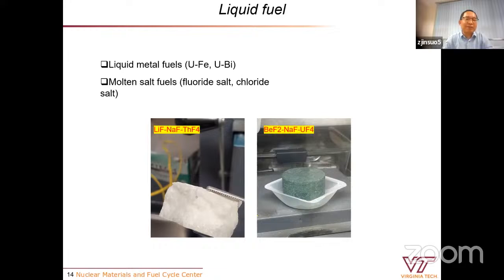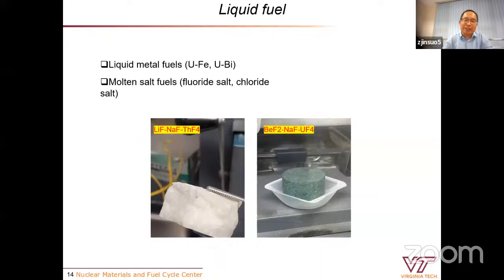Another liquid fuel is a molten salt fuel. They can be fluoride salt, as I said, used for thermal reactor, and chloride salt used for fast reactor. So I show two pictures from our lab. The first picture, the white one, is like table salt, sodium chloride. Clearly, this is not sodium chloride. It's lithium, sodium, and thorium fluoride. It's a very white color.